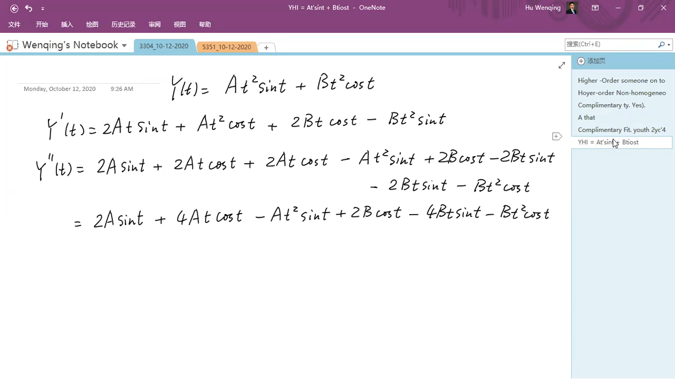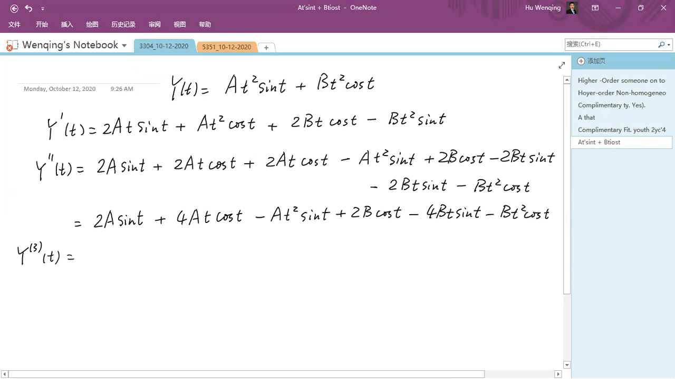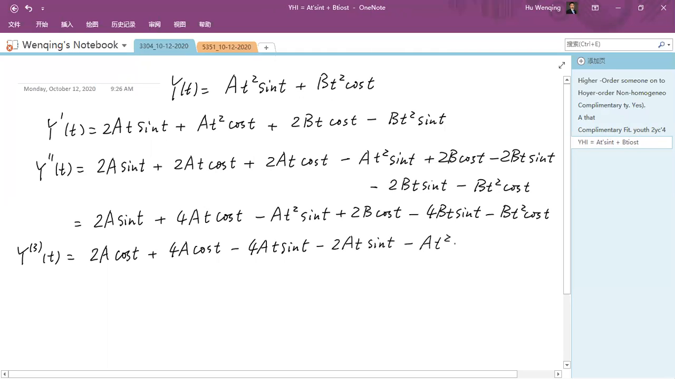Okay, so let's continue. We want to take the third derivative of y, so you have to start with this one. That's going to be 2a of sine t derivative cosine t, plus this one is 4 times a cosine t minus 4at sine t. And then it's a minus: the derivative is 2at sine t minus at squared cosine t. And then plus 2b cosine t derivative. The cosine t derivative is sine t, but don't forget the minus sign.